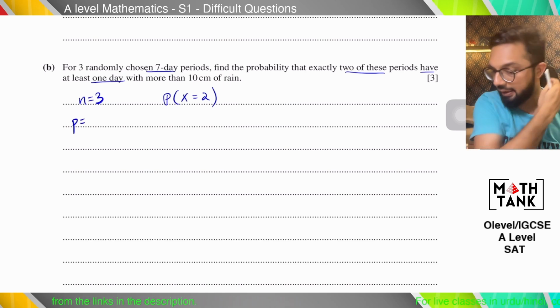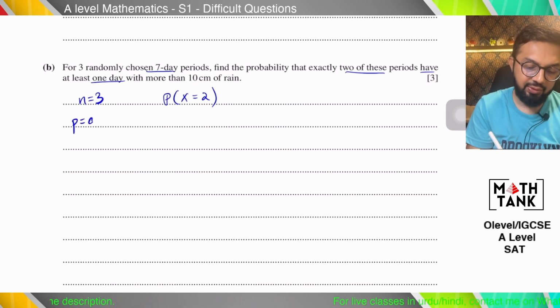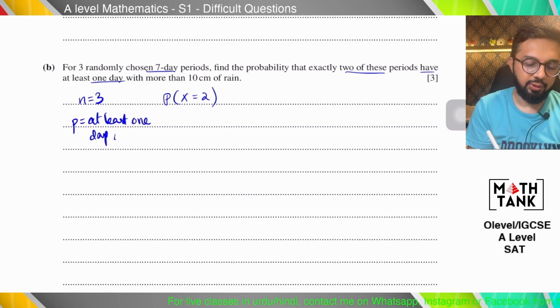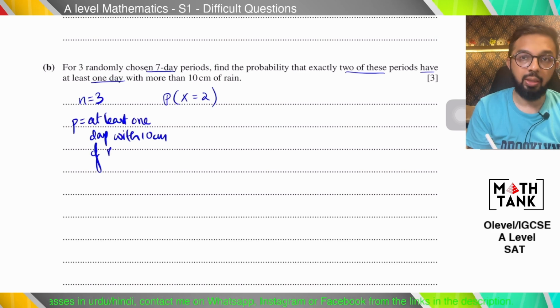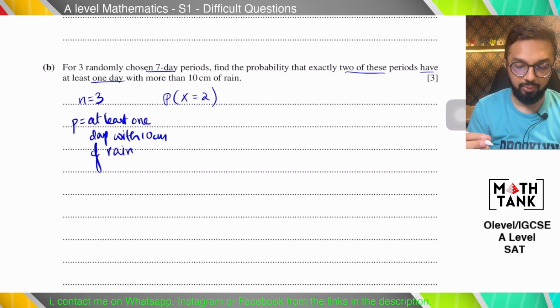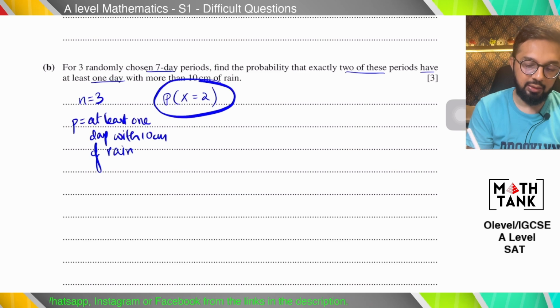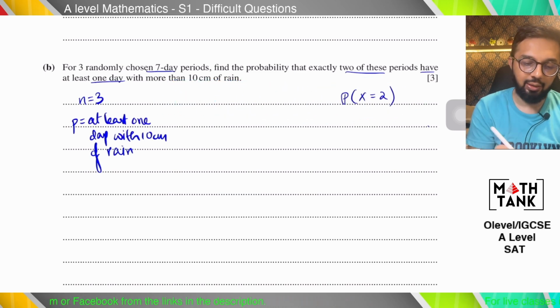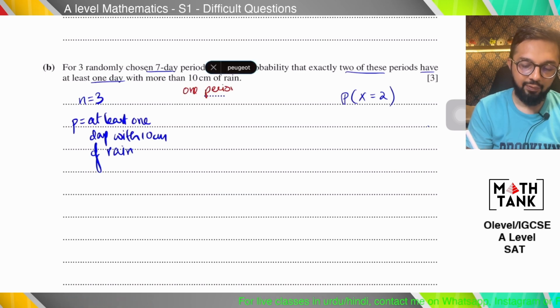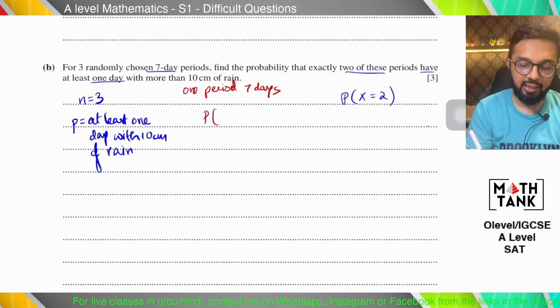So each period now has to be successful. Now my success is at least one day with 10 cm of rain. Now remember that this is one binomial feeding into another binomial. So what you need to do first is say that I will calculate this later on, but right now what I want to talk about is one period. One period is 7 days. What do I want? My probability of success is that days is greater than or equal to 1.